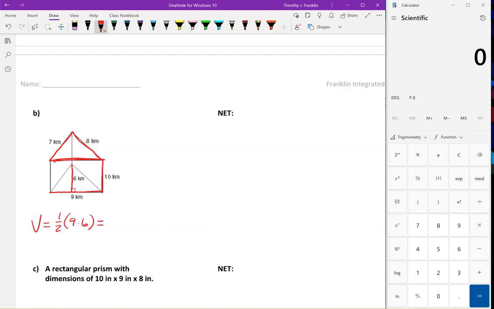So 9 times 6 is 54. Half of that is 27 square kilometers. But we're going to have to multiply that by the height of the prism, which is 10. I shouldn't write that yet. So 1/2 times 9 times 6 times the height of the prism, which is 10. So 27 times 10 gives us 270 kilometers cubed. Quite a big prism.